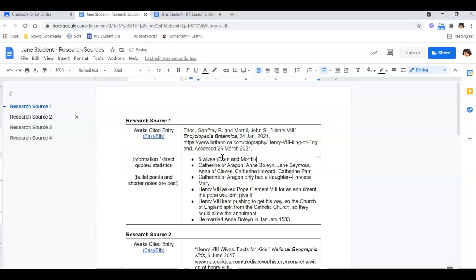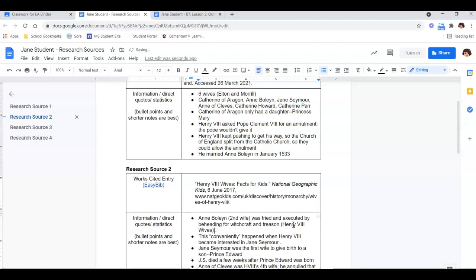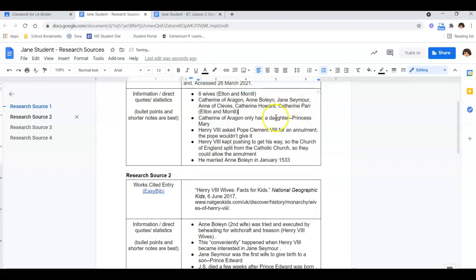So you put the author's last name, or if there is no author, like this one, you can simply put the title of the article. And so here, I'm going to make a parentheses, and I'm going to say Henry VIII wives. And so you want to repeat that, and once you write it once, what I would do is just copy and then paste it at the end of every bullet point. And it'll just make your life a little bit easier for the next step.